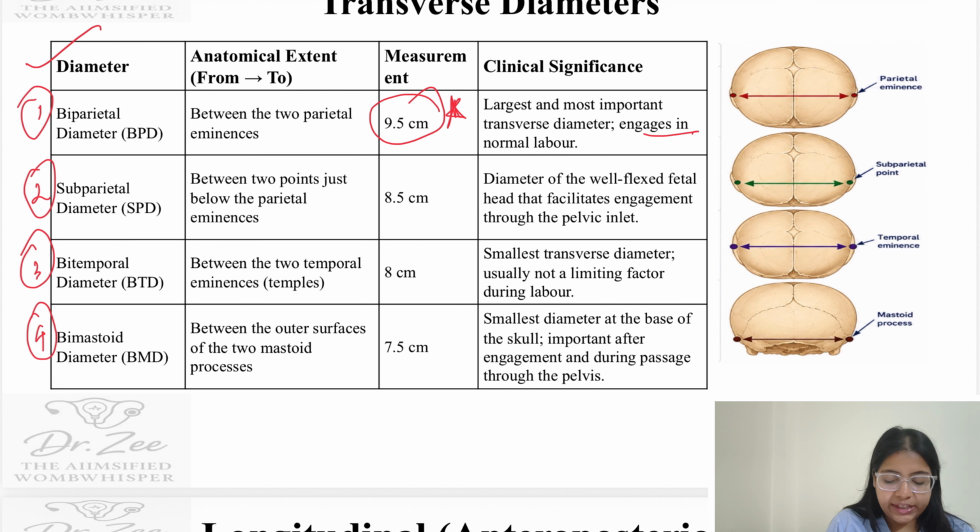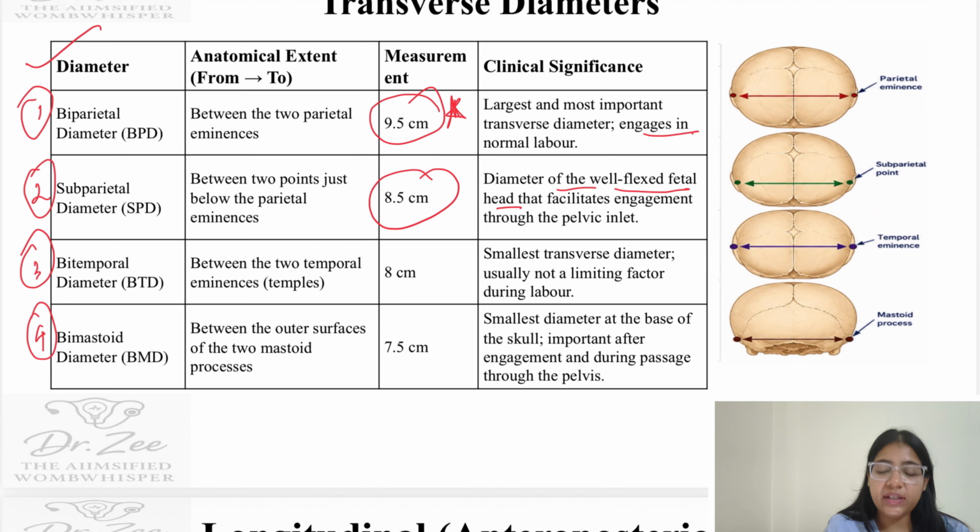Then there is the subparietal diameter. Sub means below. So below the parietal eminence, there is a point, and then you join these two points, and that is the subparietal diameter. It will obviously be smaller, 8.5 centimeter, and this is the diameter of the well flexed fetal head.